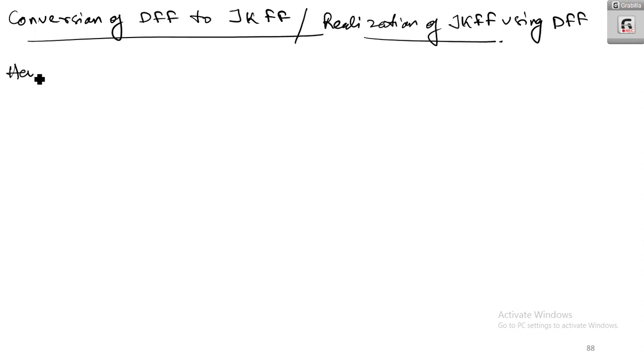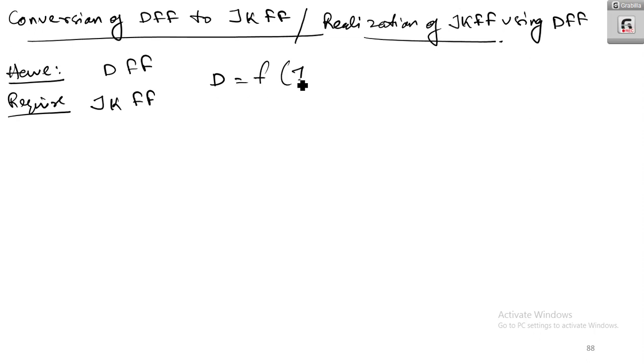What you are having is D flip-flop. What you require is JK flip-flop, right? Okay, so you need to write D as a function of J, K and its Qn. That is, D should be written as a function of J, K and Qn. So first of all, let me draw the truth table of JK.